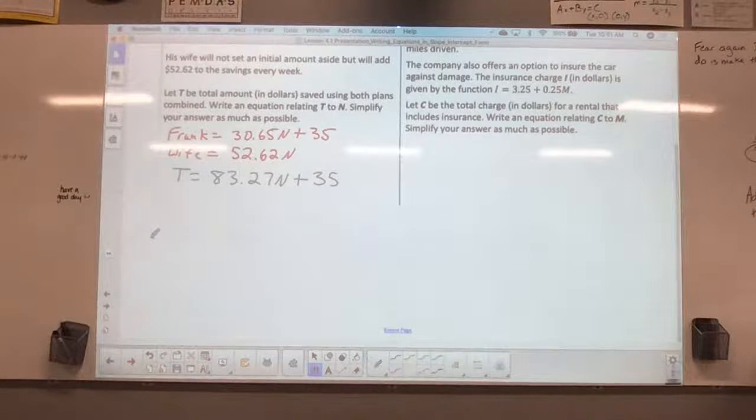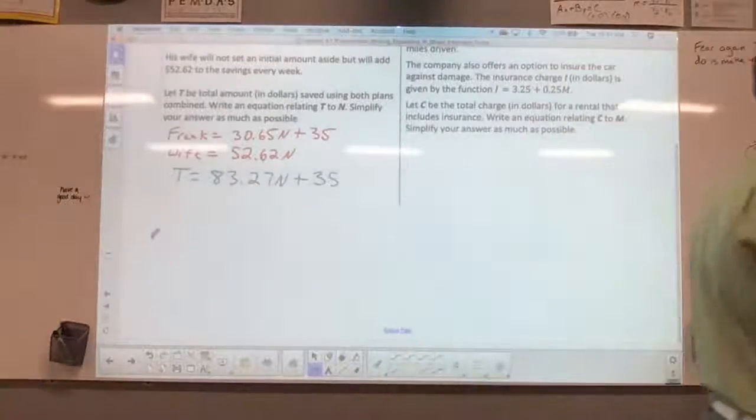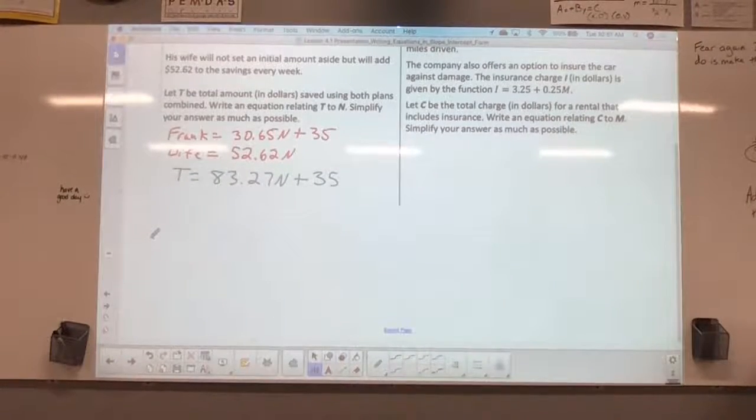And so same thing's going to apply. They're going to ask you guys, what does the 35 stand for? That's the initial amount, okay? The first amount they set aside. And then what does 83.27 mean? That is how much they're doing each week, okay?